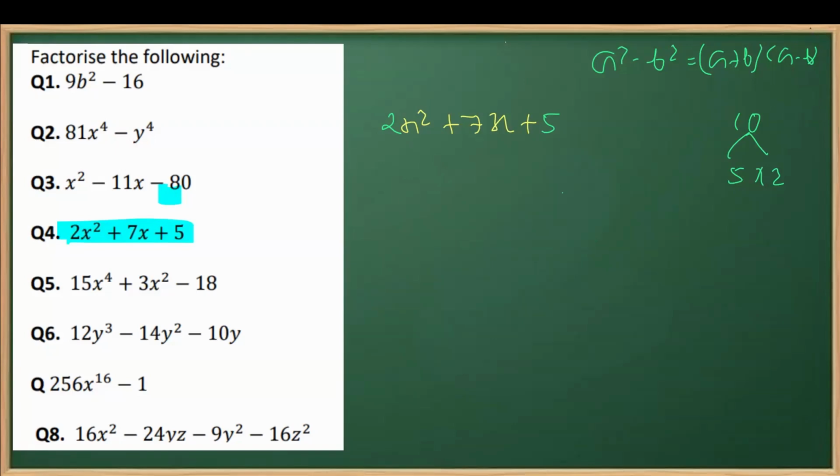So that's what we are going to do. This is 2x square, and we are going to split 7x and write it as 5x plus 2x. You can write 2x plus 5x as well.